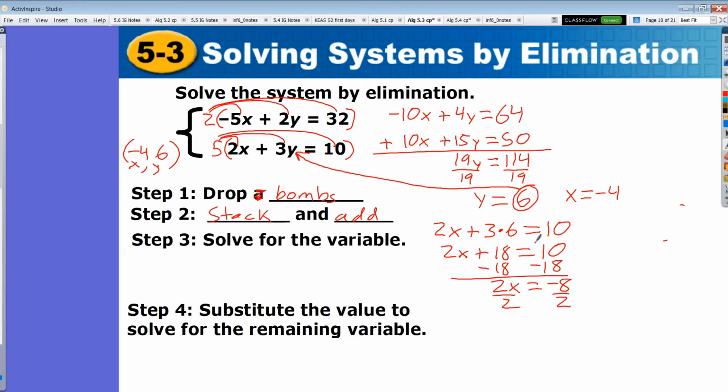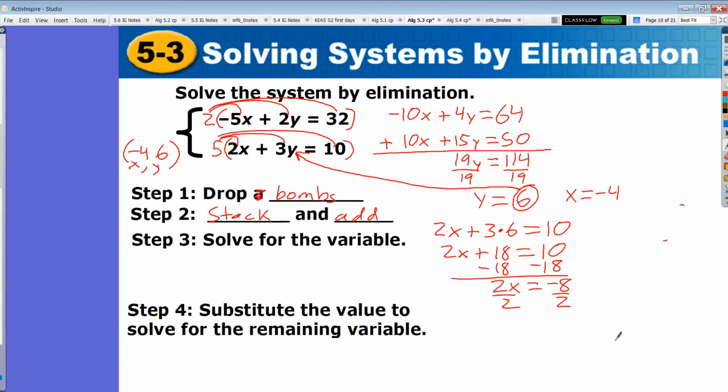I kind of went through these steps kind of fast. We've done so many of these. Take a few seconds to write those ones down, see how we got the negative 4. And that is our answer for this one, negative 4 comma 6. All right? So now I got one for you guys to try out.